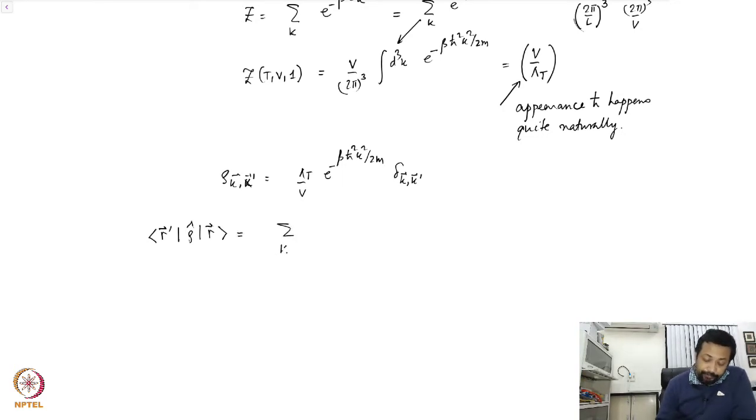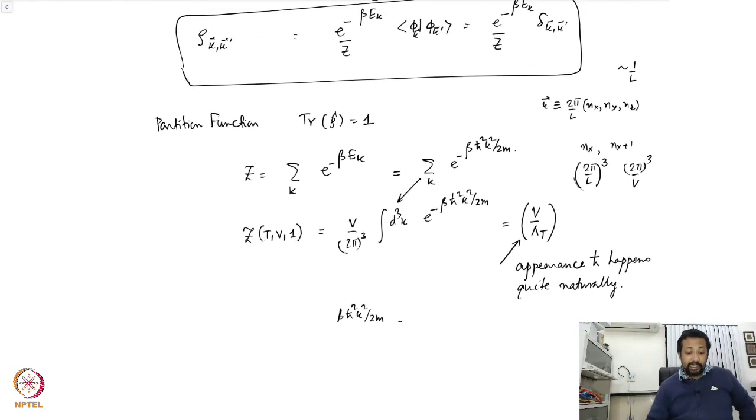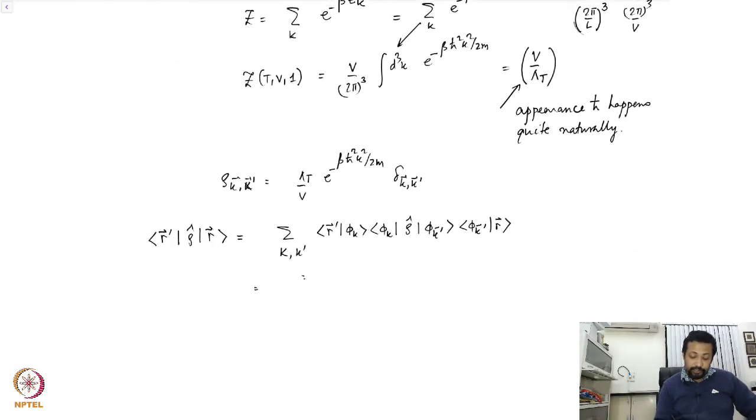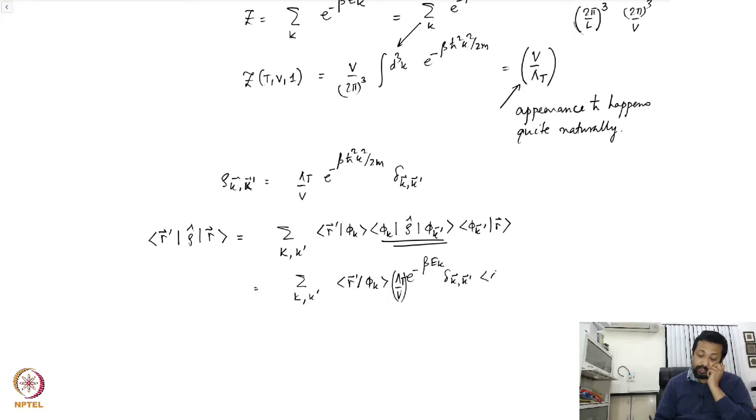So I will write down <r'|phi_k><phi_k| rho hat |phi_k'><phi_k'|r>, right? So I introduce the completeness of this, and this quantity I already know. This quantity is <k'|r'> phi_k e to the power minus beta epsilon_k. We will just use that 1 over Z, or rather let's explicitly use it, lambda_T, sorry, so many stupid mistakes, lambda_T over V e to the power minus beta epsilon_k delta_{k,k'}, and then I have phi of k' r.